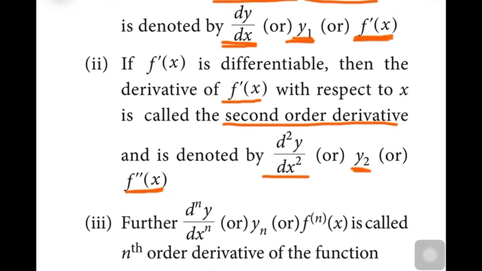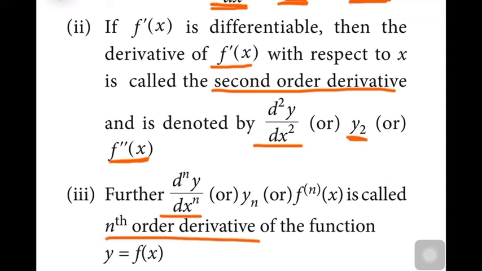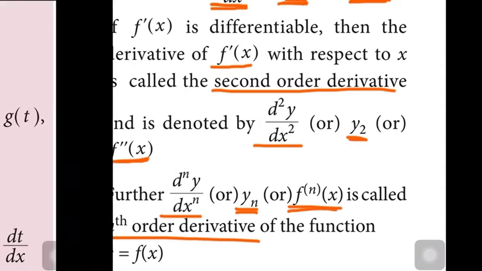So, we can move on like this, and further we can find d power n y by dx power n, that is the nth order derivative. As long as the function is differentiable. A constant we cannot differentiate. Okay, so till then we can differentiate the function. So, nth order derivative is d power n y divided by dx power n or yn or f power n of x. These are all the nth order derivatives of the function f of x.